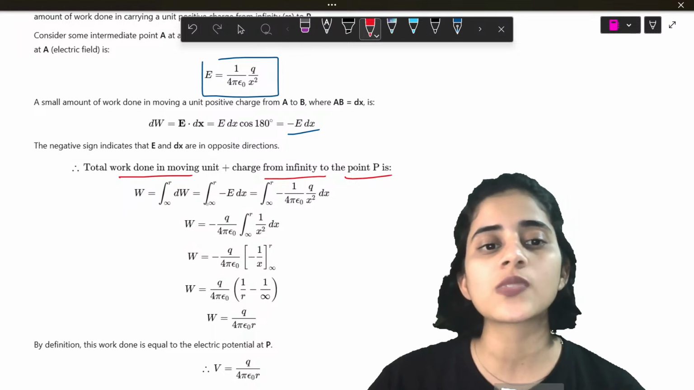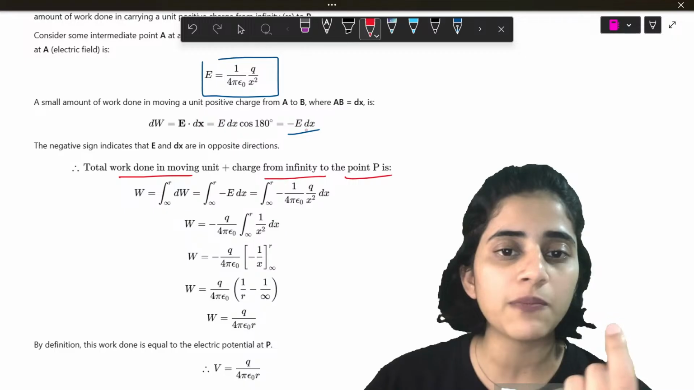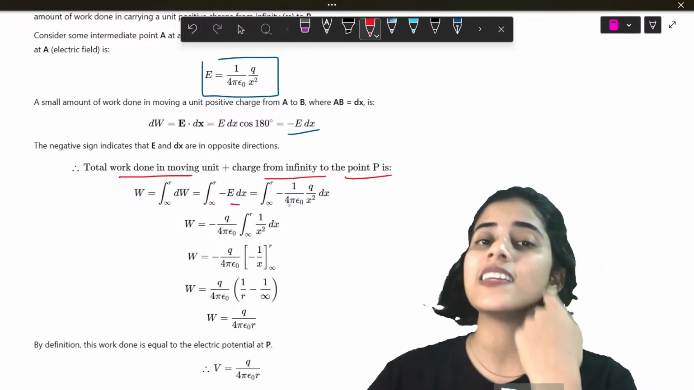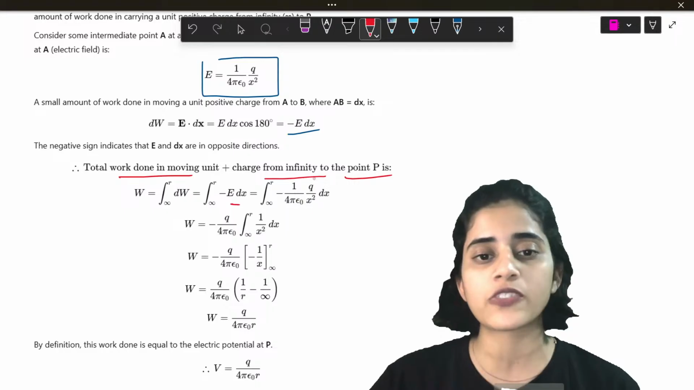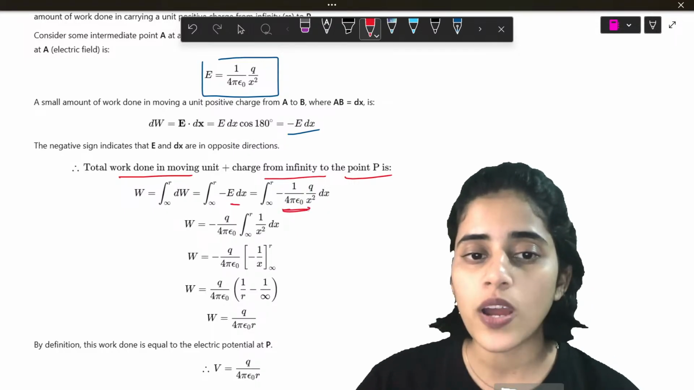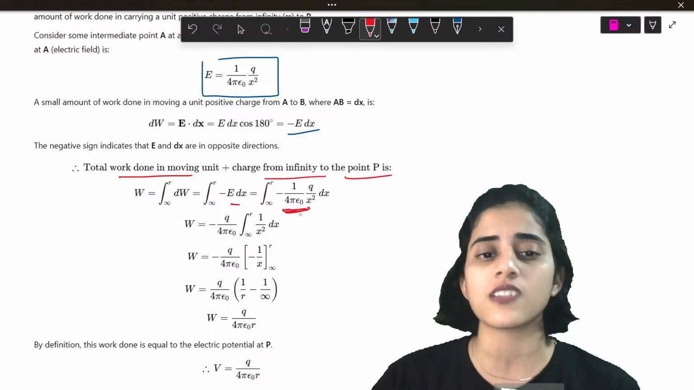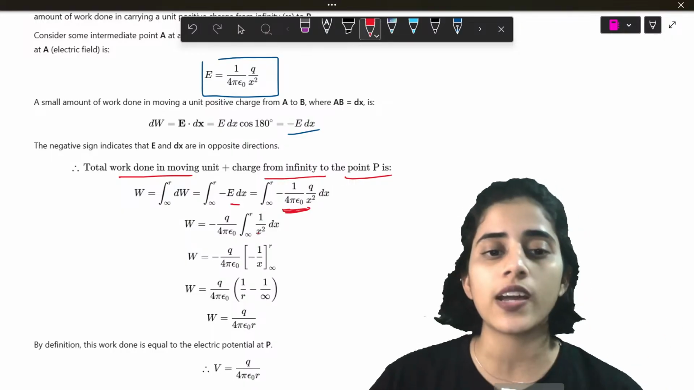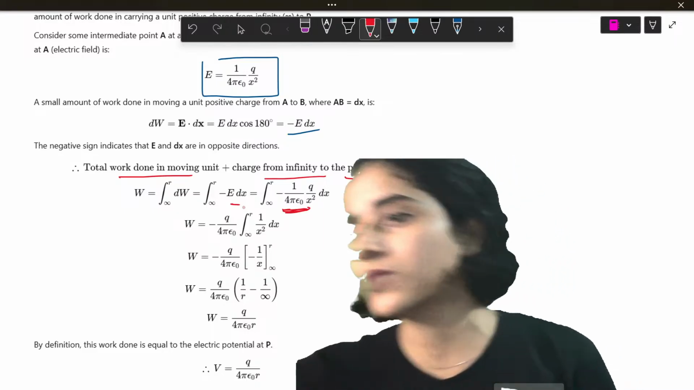integral of dW, which is what? Here we have minus E dx. So I substitute that here, minus E dx. Now what is E? E I already know, it is 1 by 4 pi epsilon naught Q by x square into dx. Now here 1 by 4 pi epsilon naught is a constant. So I can just take it out. What remains? 1 by x square. Q also I can take it out.